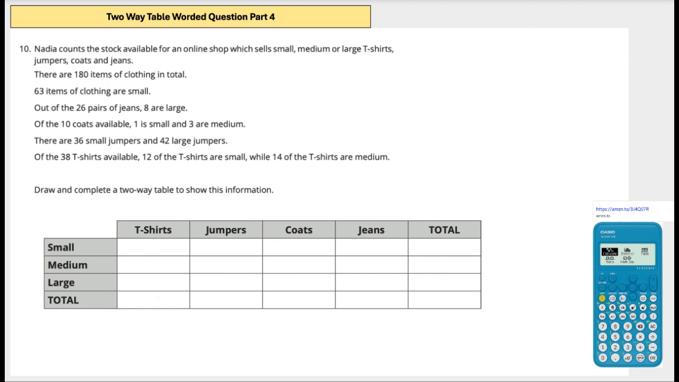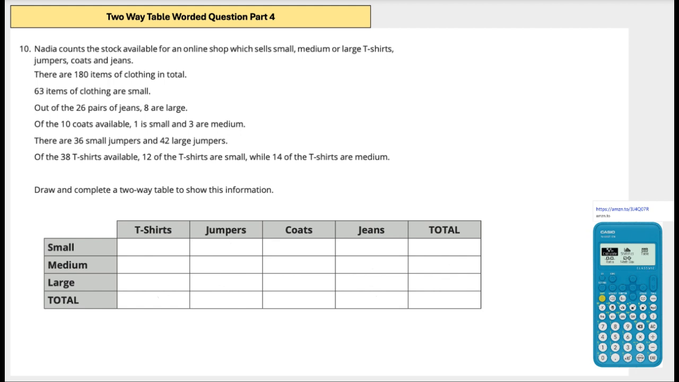Hi guys, this is part 4 of two-way tables. You would have watched the previous 3, I hope, to get to this point. This will be on a higher paper, possibly foundation at the back. There is a lot to it. There's a lot of English, mixed with numbers, which confuses the best of times.